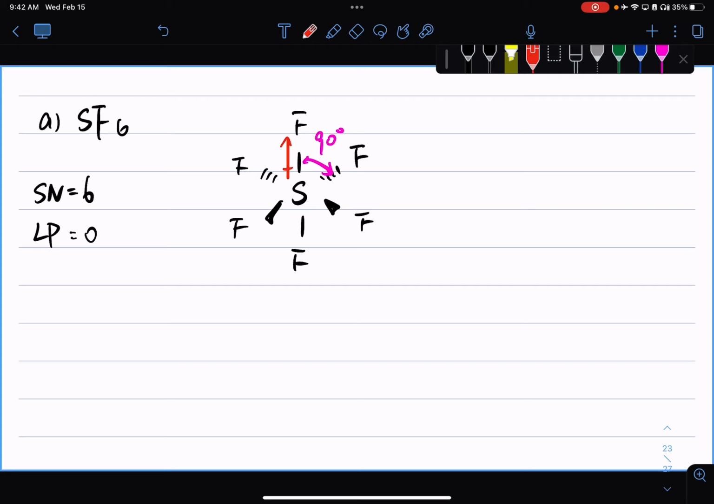However, because they all point in opposite directions, these two cancel each other out, these two cancel each other out, and these two cancel each other out. So although we have multiple polar covalent bonds, the dipole moments all point in opposite directions to each other. So the result is SF6 is not polar.